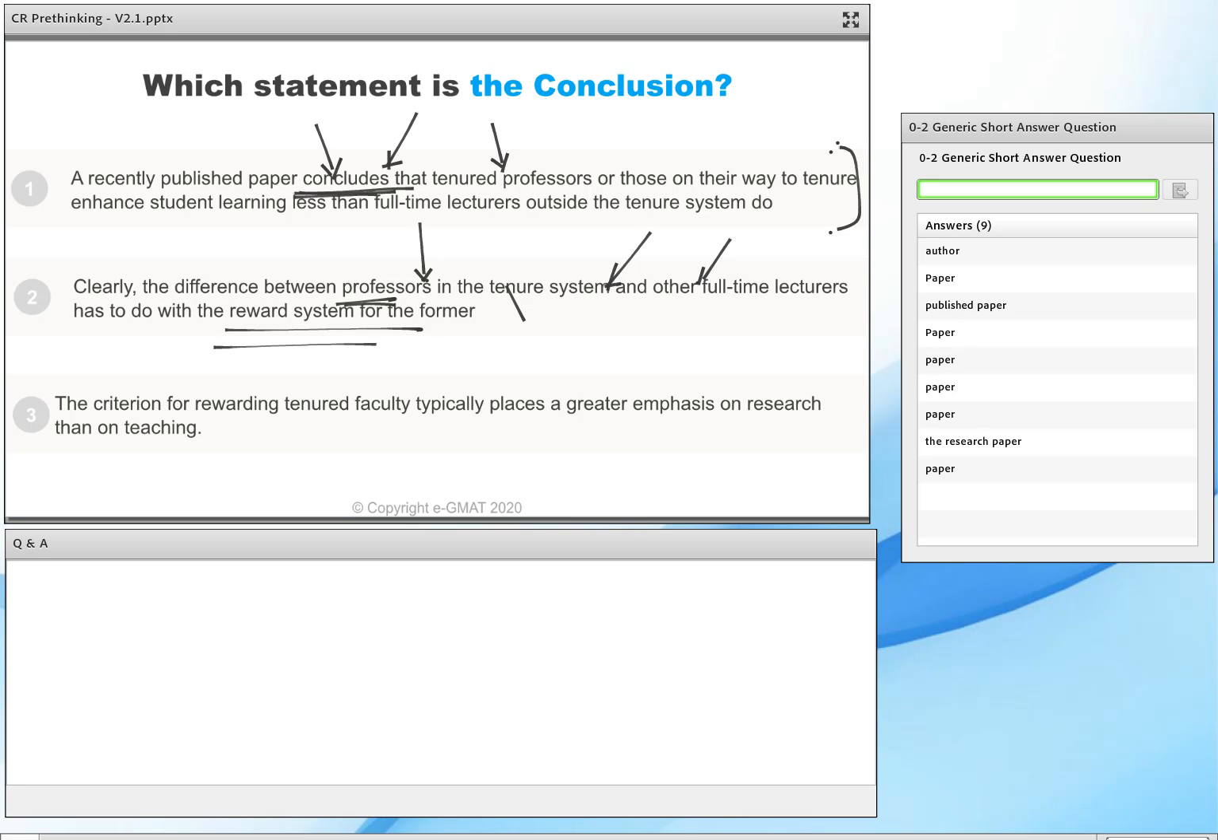Akshay says, isn't statement 2 also an assumption? Akshay, an assumption is an unstated idea, which means it would not be written. So statement 2 is your conclusion. What is the purpose of statement 3 over here? Why did the author write statement 3? Can you guys tell me?